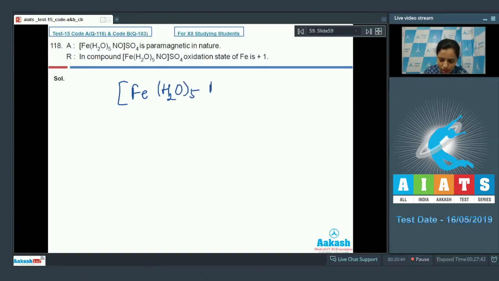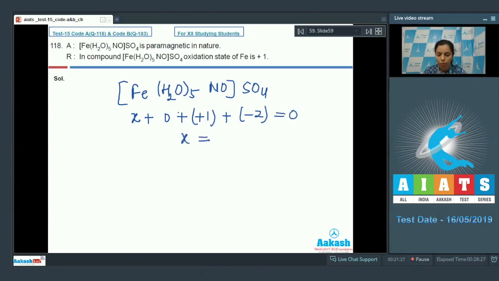[Fe(H2O)5(NO)]SO4, where H2O is the neutral ligand, then NO and SO4. Now, let's assume the oxidation state of iron is x. For H2O it is 0 I'm taking, plus NO. For NO it is +1. After that, -2. It's equal to 0. So x will become +1. So Fe is here in +1 oxidation state.